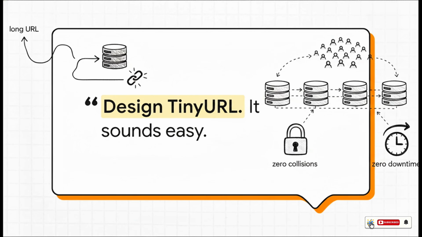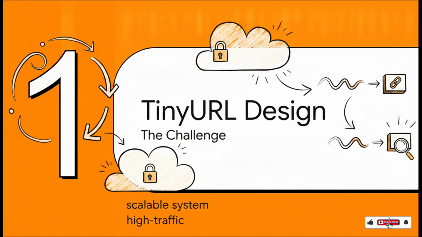Picture this. You're sitting in the hot seat of a system design interview, and the interviewer hits you with this prompt. Design TinyURL. Sounds like a piece of cake, doesn't it? You take a long URL, you spit out a short one. And when somebody clicks that short link, you redirect them to the original site. Easy. Well, it is easy until millions of users are trying to do it at the exact same second across dozens of servers. Suddenly, you have to guarantee absolutely zero collisions and zero downtime. Not so easy anymore. Section 1.